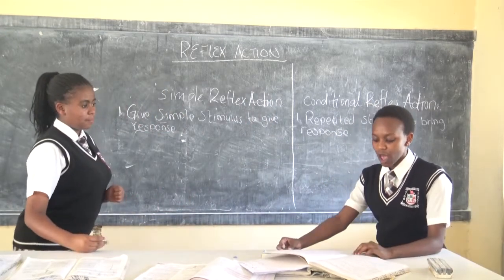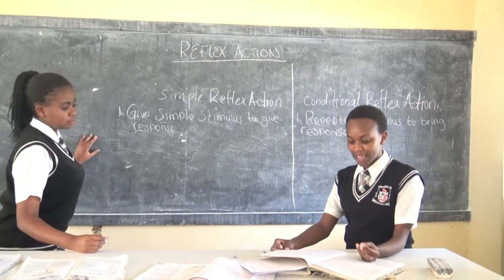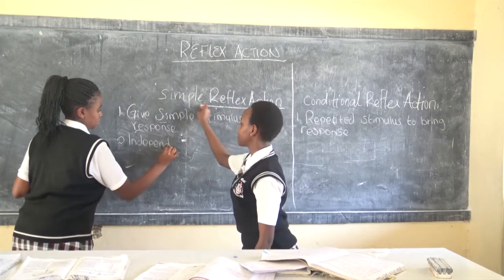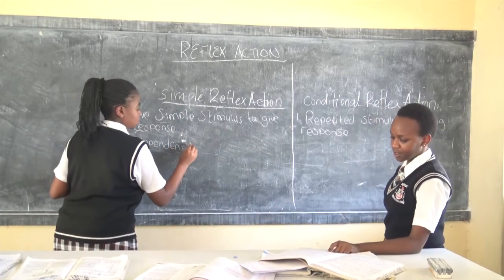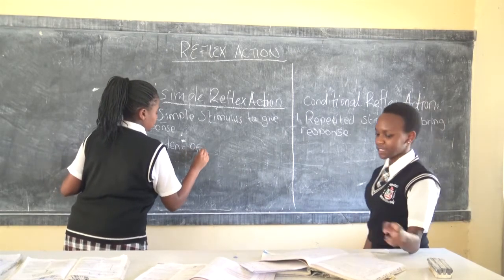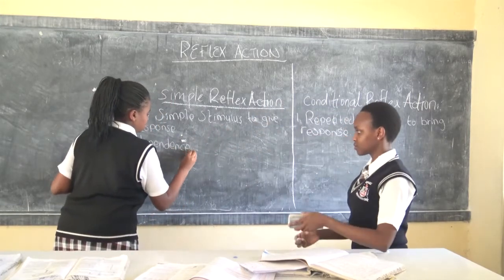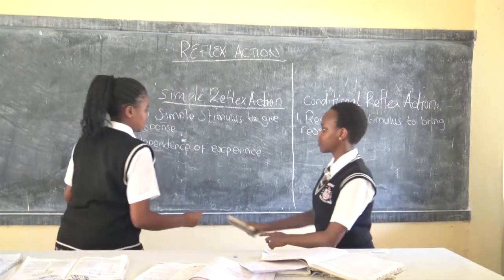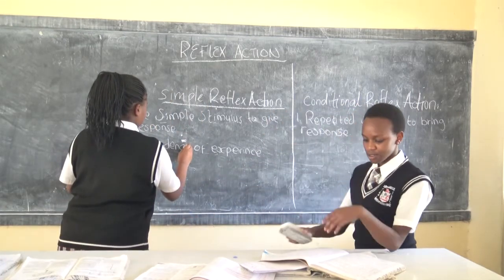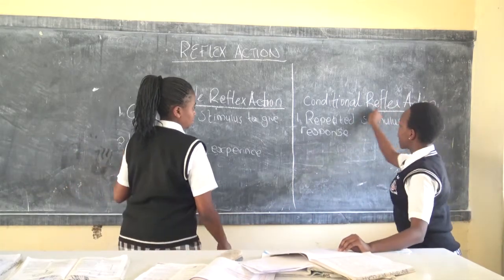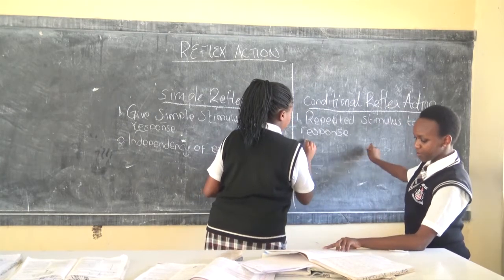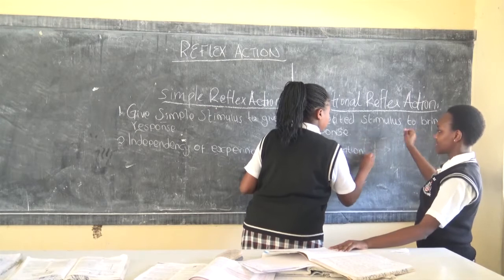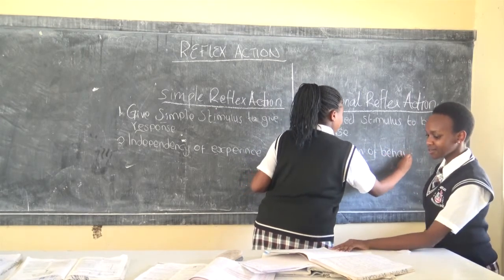That brings about a response. Now the second one: the simple reflex action is the simplest form of behavior and is independent of experience. Now, the conditioned reflex action just involves modification of behavior and is dependent on experience.